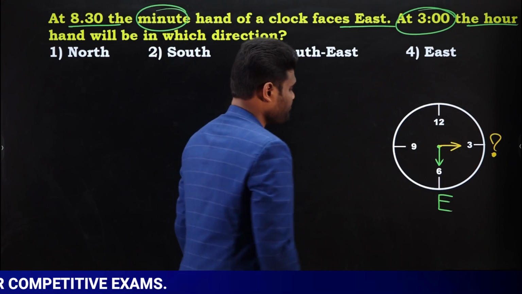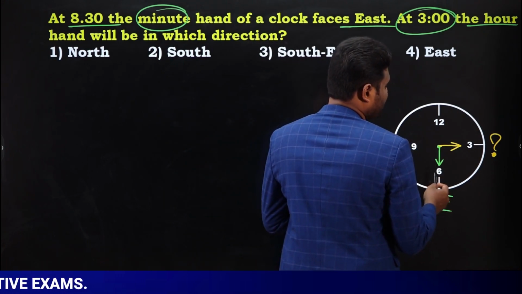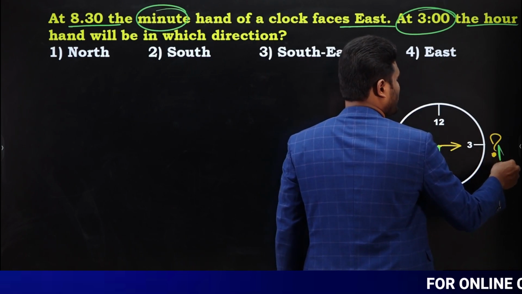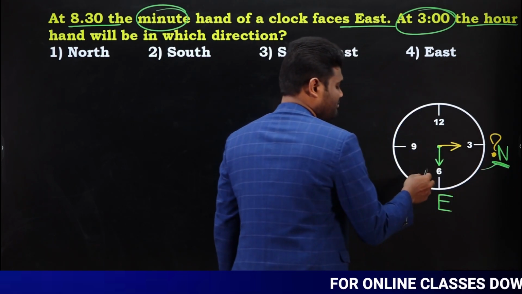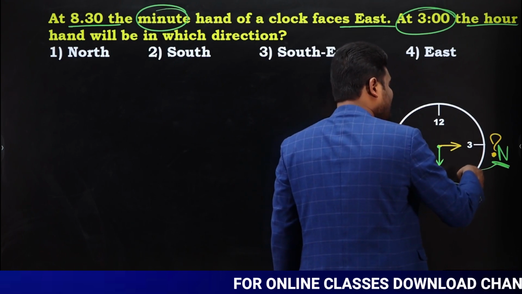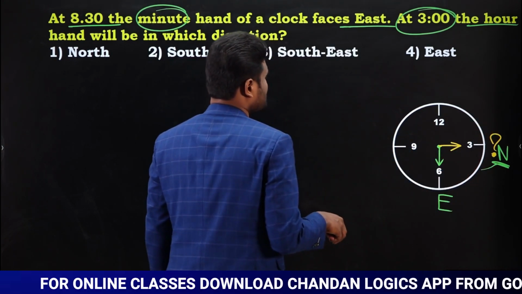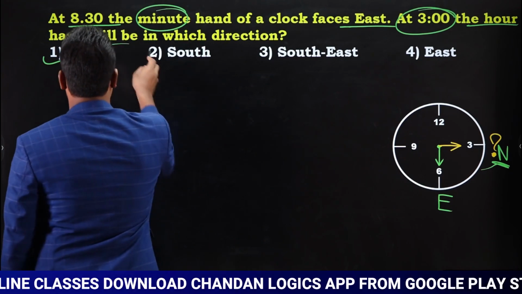Now observe carefully. If this is east, if I move 90 degrees anti-clockwise, now this is going to be north, yes or no? If this is east, if I move 90 degrees anti-clockwise, now this is going to be north. So we can say answer for this question is going to be north, which is option 1.